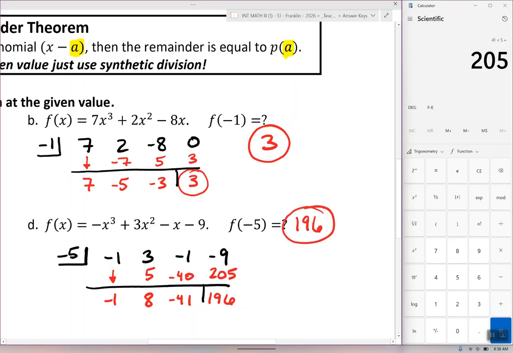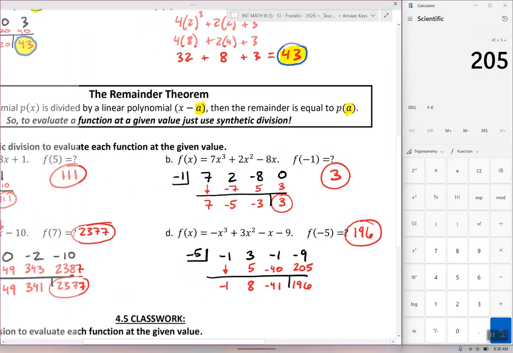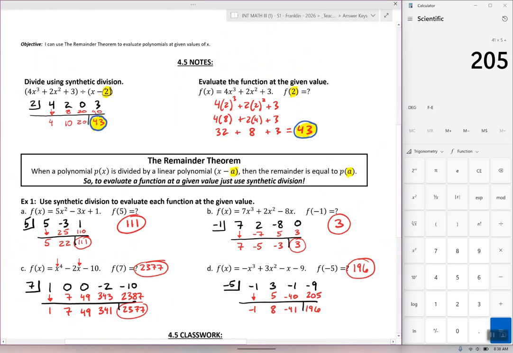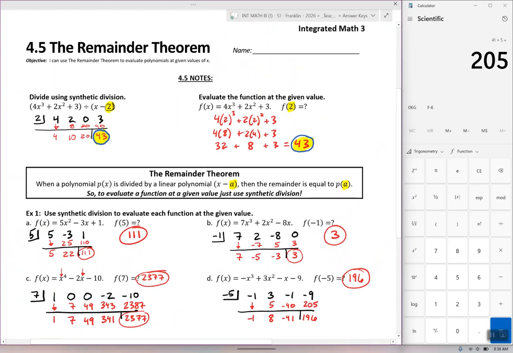So again, to evaluate a polynomial function at a given value of x, we can use the remainder theorem, which allows us to use synthetic division to divide by that number, which will give us a remainder that is our answer.